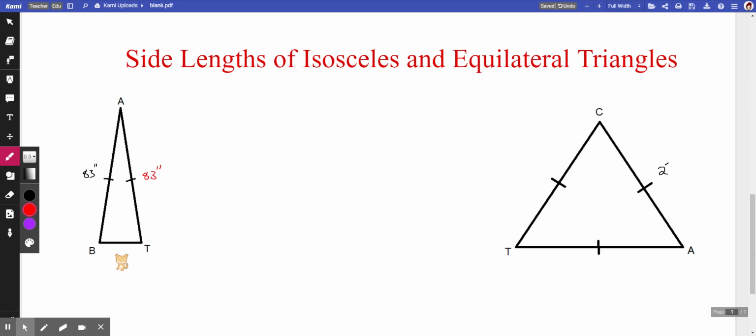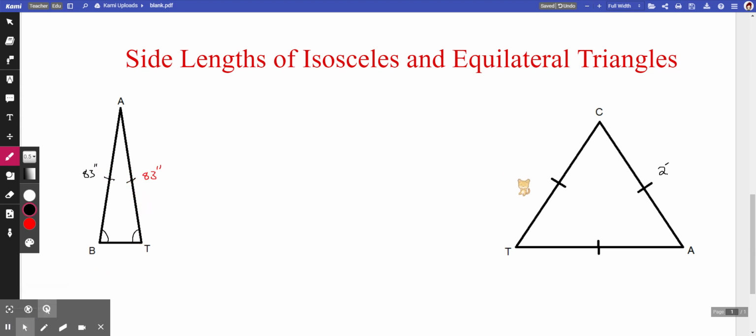I know absolutely nothing about the length of the base. I cannot find it from this information. I would need to know the angle measures and use trigonometry, or know the perimeter and use subtraction in order to find that third side. The biggest trick here is that if I don't give you the pair of congruent sides, but instead tell you that a pair of angles is congruent, then these are the base angles, which makes these the congruent sides.